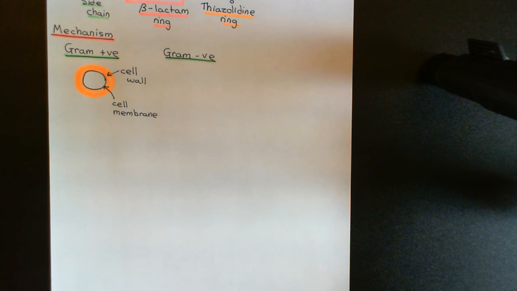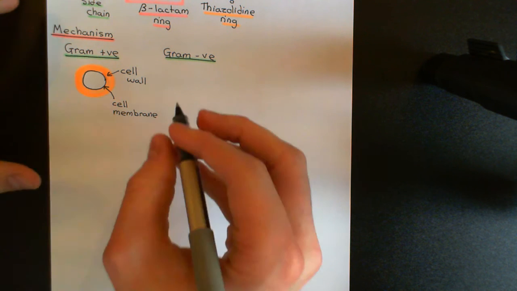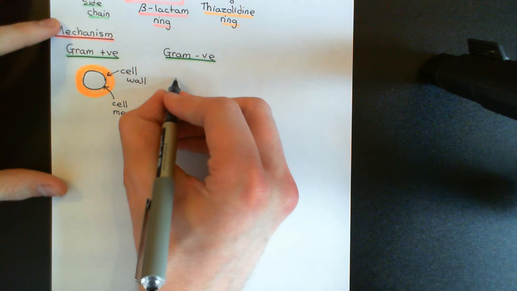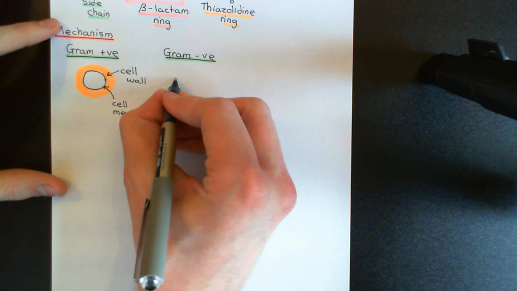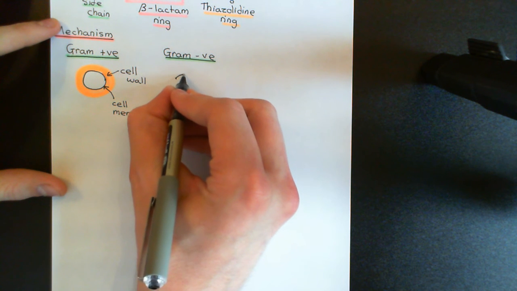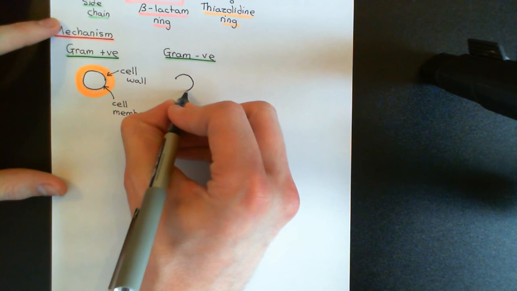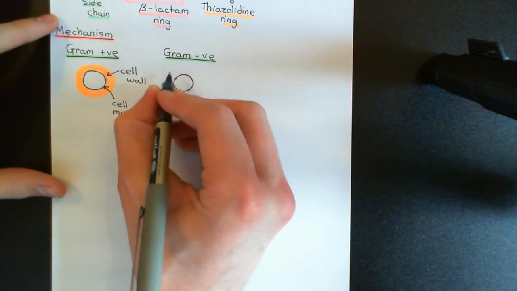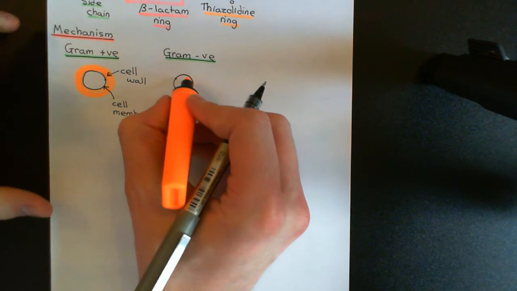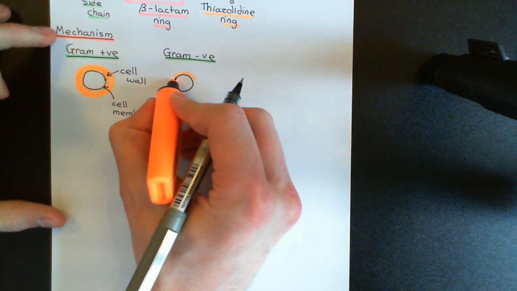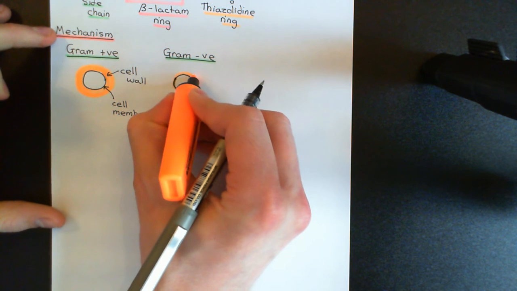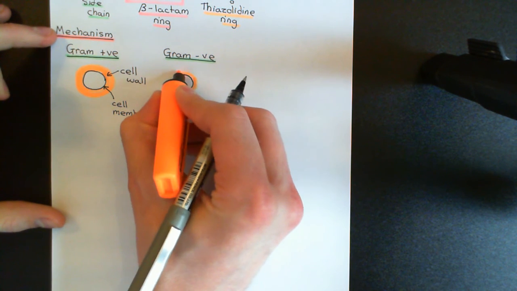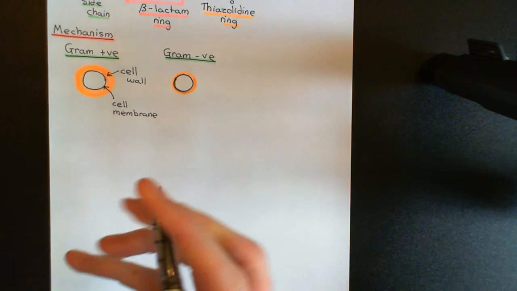On the other hand, the other major category of bacteria are the gram-negative bacteria, and these have a slightly different structure. Okay, the structure of gram-negative bacteria is that you will have a cell membrane again, then you'll have a very thin cell wall this time, so a much thinner cell wall in gram-negative bacteria, and then outside of that cell wall you'll have another membrane called the outer membrane.